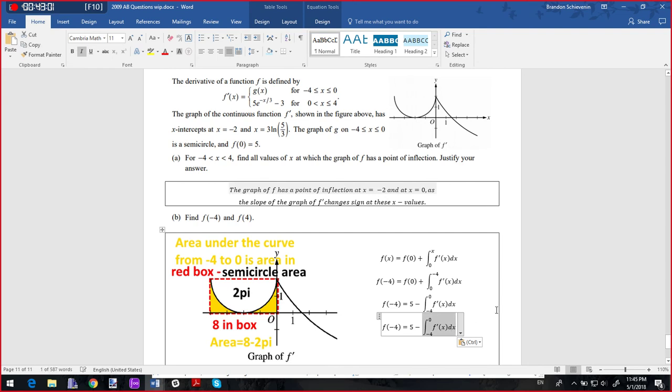So I can replace this integral with the area underneath the curve, which is the area we found in yellow, which is 8 minus 2 pi. So I have 5 minus (8 minus 2 pi) is equal to f at -4. 5 minus 8 is -3, so I have -3 minus 2 pi. Should be f at -4. I'm going to double check and make sure we're on the right track again. I feel like I've got something. Oh, here we are. I miscarried a negative. There we go. Okay. So when I distribute that negative, that 2 pi should become positive. So I have -3 plus 2 pi.